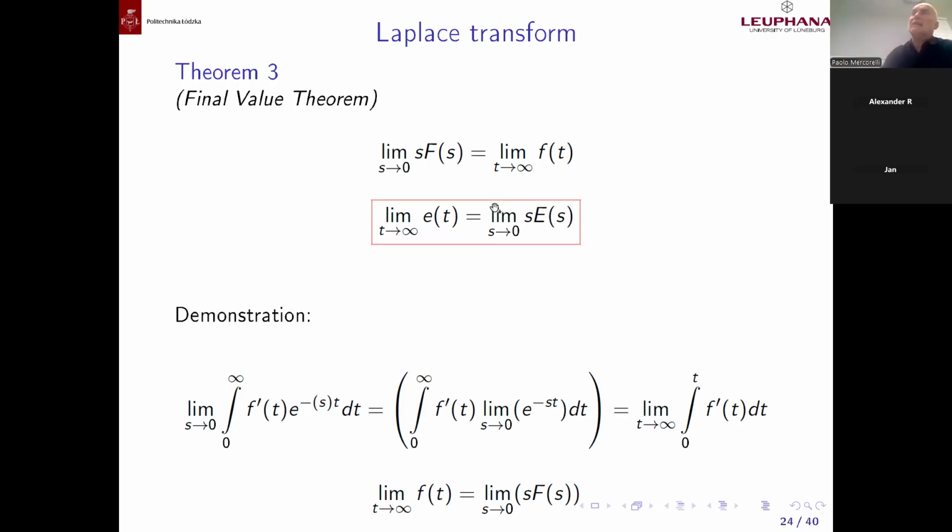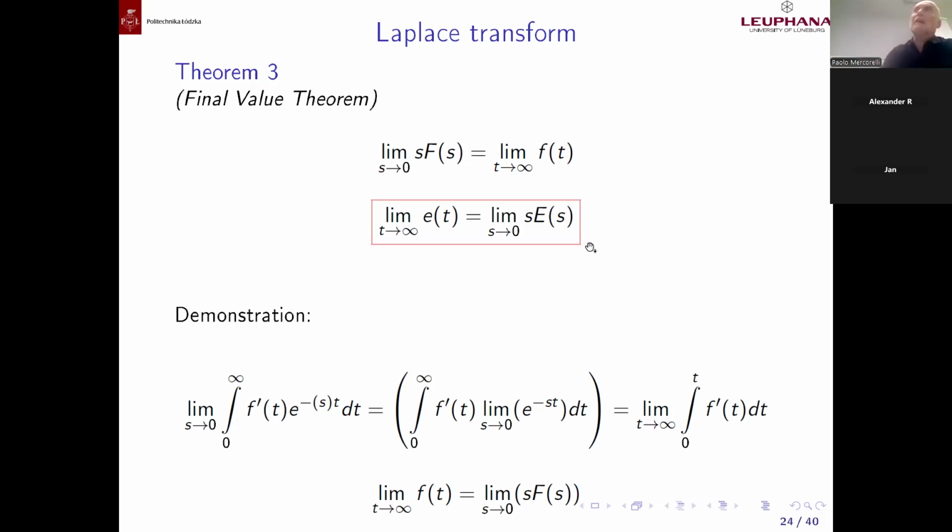a theorem which says that the limit of f of t for t towards infinite equals the limit of s multiplied by F of s for s equals 0. It is a quite strong theorem because it can be used to analyze the behavior of a signal. We will see the behavior of a system. We will see system and signals can be connected in a few minutes.